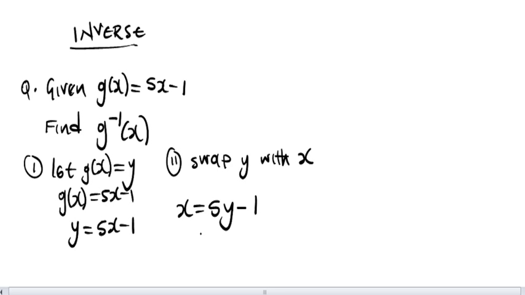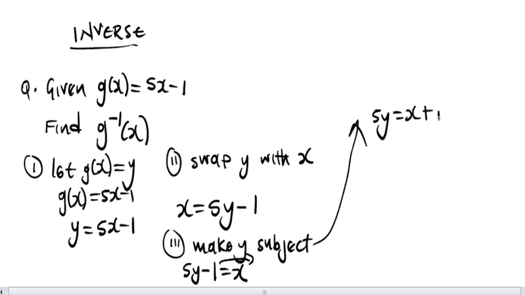Then the third and final step is you make y the subject. Now I can write that one as 5y minus 1 is equal to x. Then the negative 1 can cross that side, so that it becomes 5y is equal to x plus 1. Then I'll divide by 5, divide by 5, then y is equal to x plus 1, everything over 5.